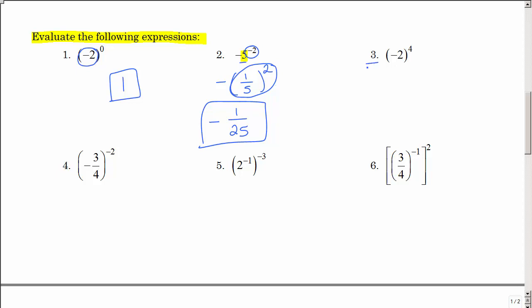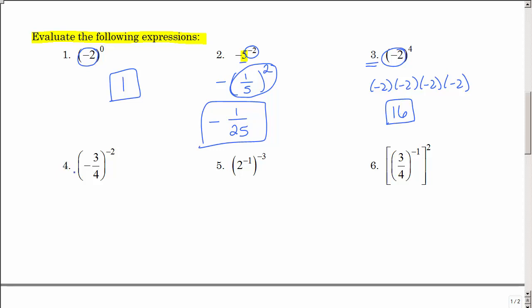Number 3, just sneaking that in from the last lesson. Remember what that is? That doesn't have a negative exponent, but that has a negative base. Remember, if we have an even amount of negatives, that's going to be positive 16.